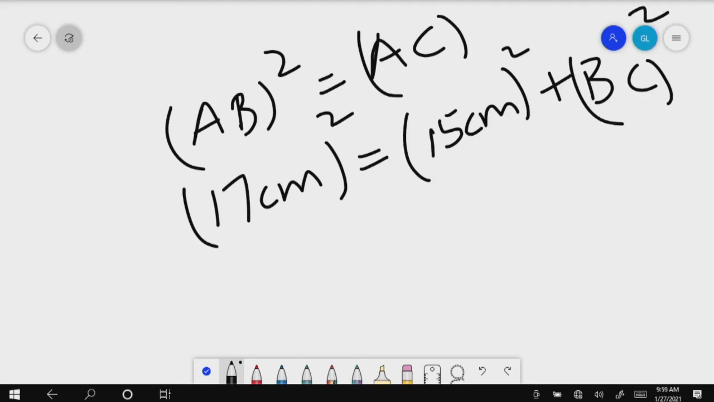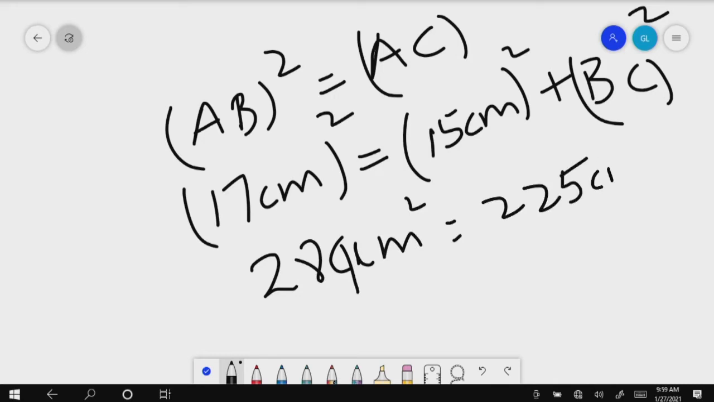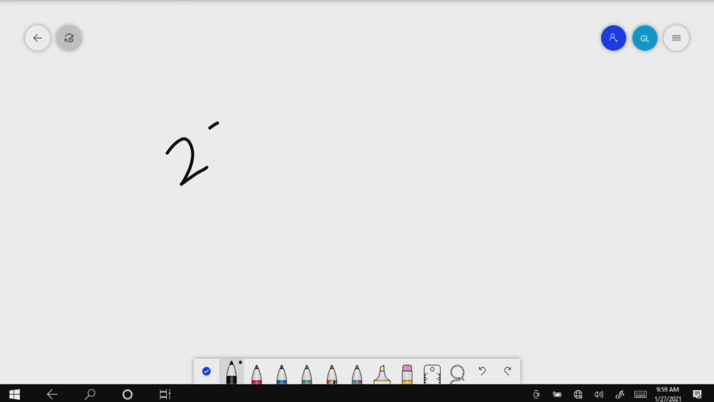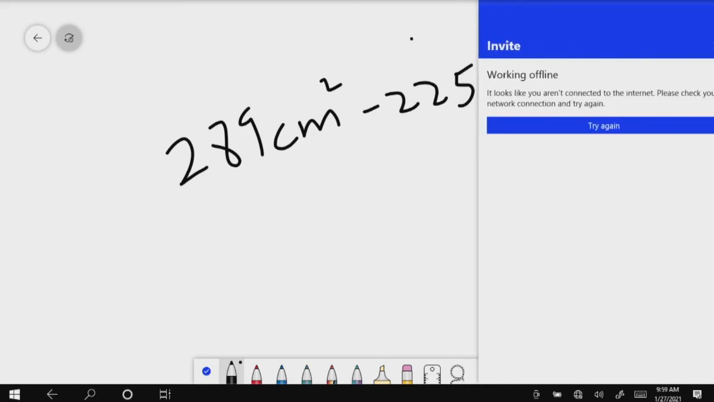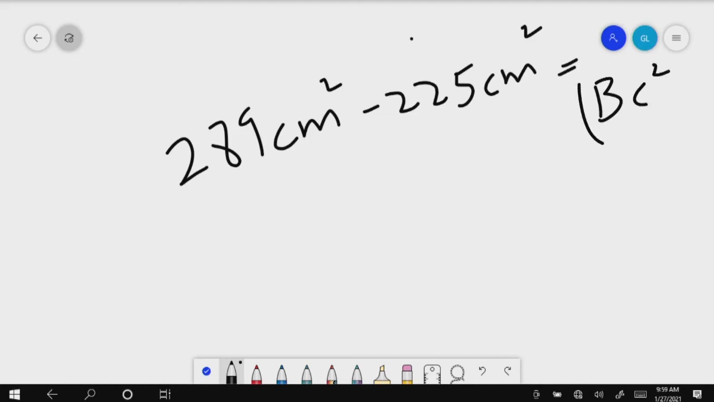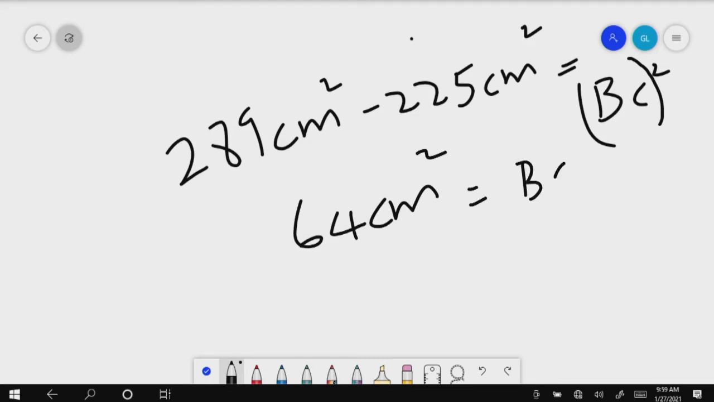In computation, this would have been 289 cm square, which should equal 225 cm square plus BC square. In transposition, 289 cm square minus 225 cm square would equal BC square, which is our unknown length that we want. In further computation, this would have given us 64 cm square, which is equal to BC square.